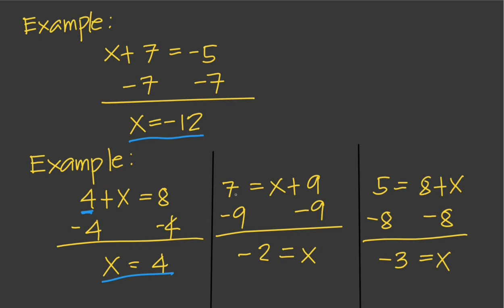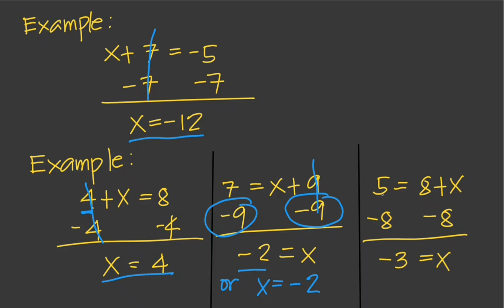And then another one here, we're given 7 equals x plus 9. Then we want to get rid of 9 here, so we subtract both sides by 9. Then 7 minus 9 is negative 2. This one cancels out. This one too cancels out. So our x is equal to negative 2. Or you can write this as x equals negative 2. They're just the same.